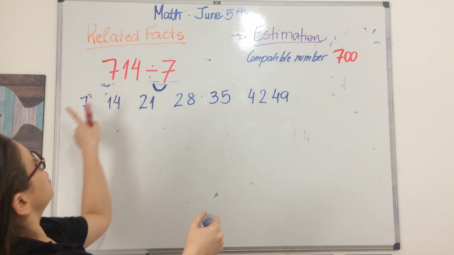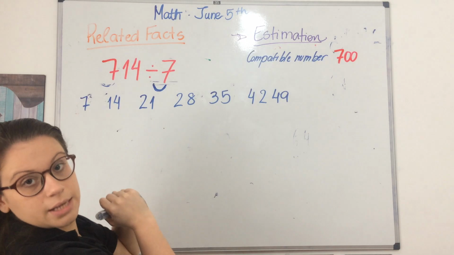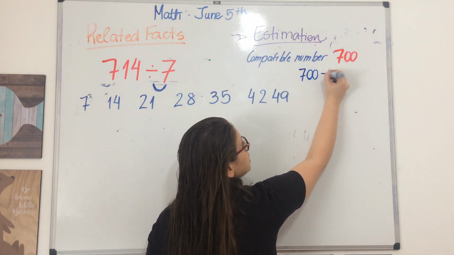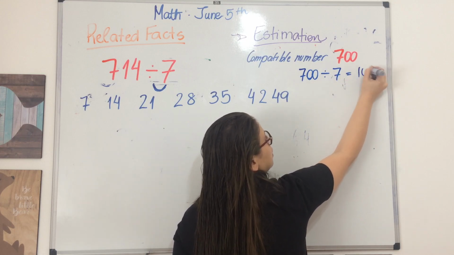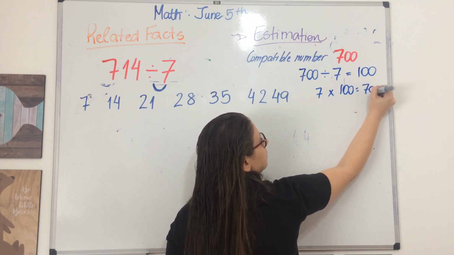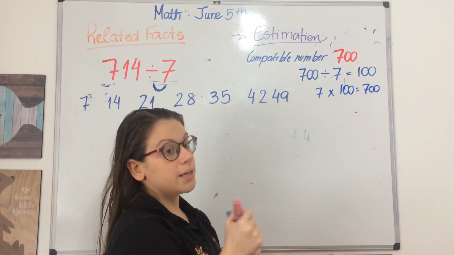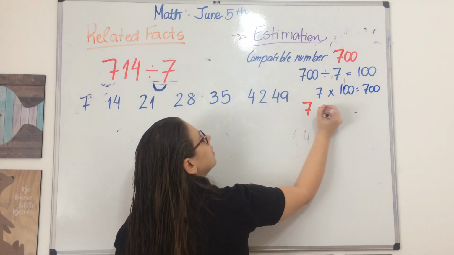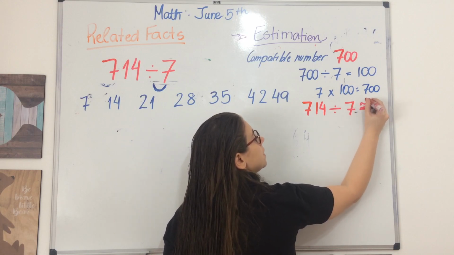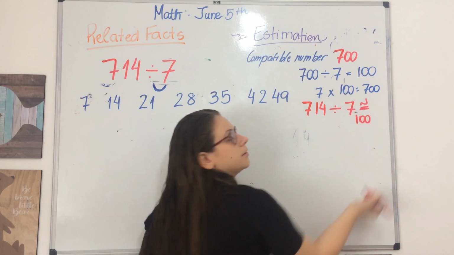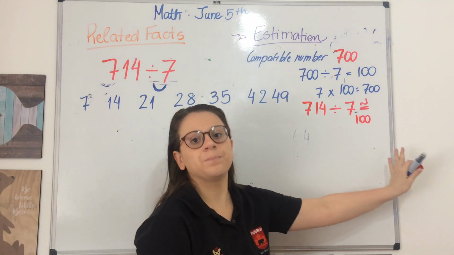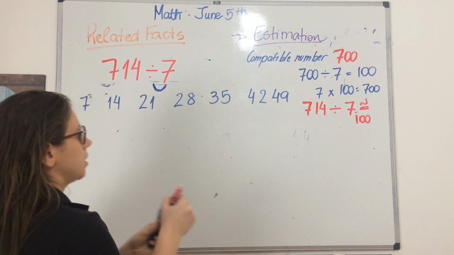Because 714, I can go to 700 as a compatible number. And then I can estimate that 700 divided by 7 equals 100, because 7 times 100 equals 700. So according to my estimation, 714 divided by 7 is something around 100. Okay, let's see through the related facts if my estimation is right.